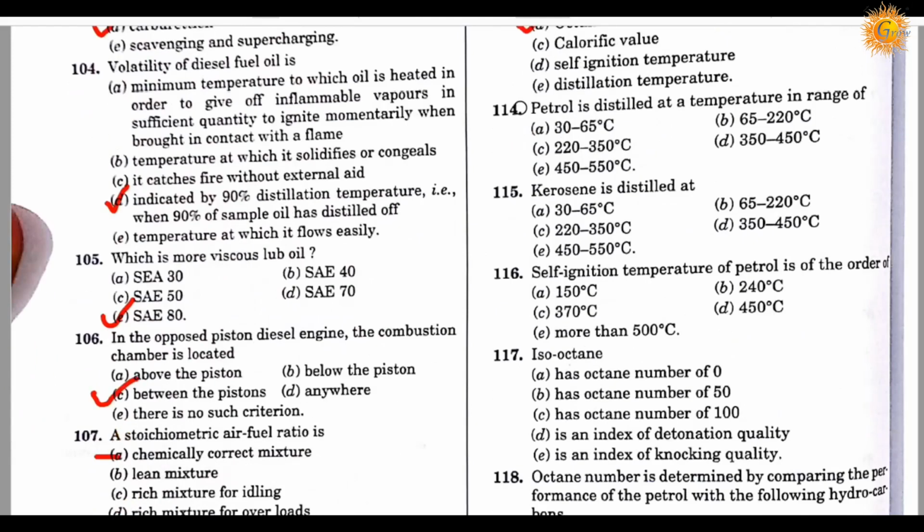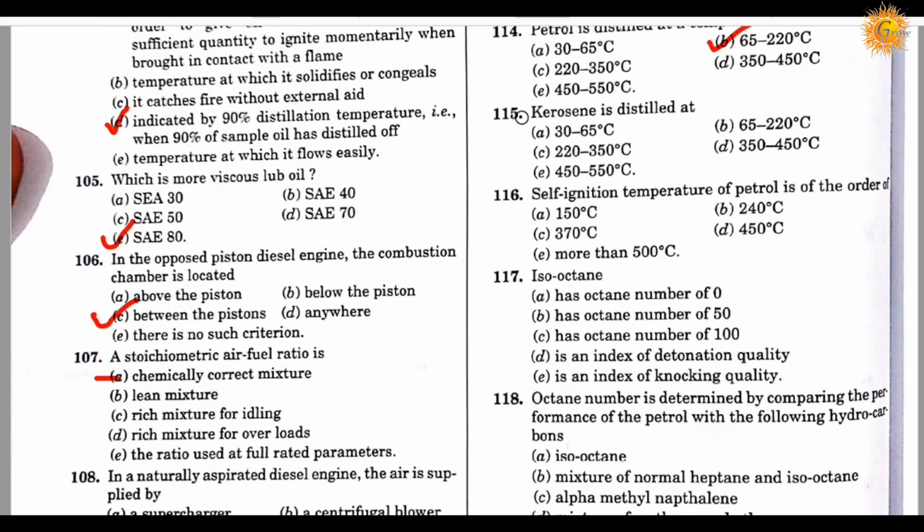Question number 114. Petrol is distilled at a temperature in a range of: option A, 30 to 65 degrees centigrade; option B, 65 to 220 degrees centigrade; option C, 220 to 350 degrees centigrade; option D, 350 to 450 degrees centigrade; option E, 450 to 550 degrees centigrade. So the correct answer is B, 65 to 220 degrees centigrade.